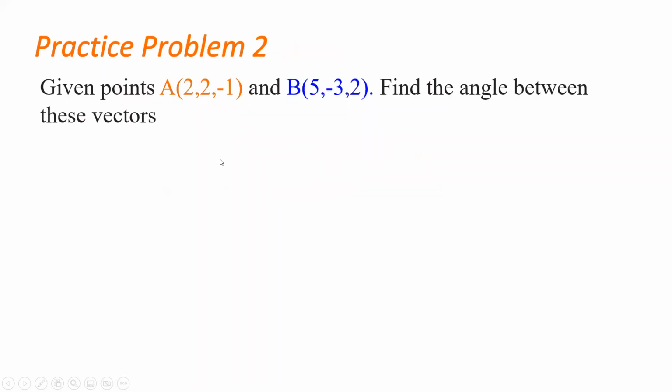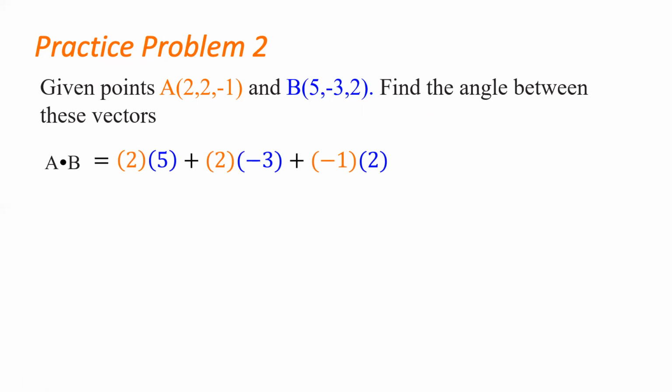So, let's have an example here. So, given points, again, color-coded ito. Yung orange natin, yung point A, 2, 2, -1. And yung B, 5, -3, 2. So, find the angle between these vectors. So, A dot B, kukunin muna natin yung A dot B. So, using their coordinates, 2 multiplied by 5 plus 2 times -3 plus -1 times 2, you will get 2 for A dot B.